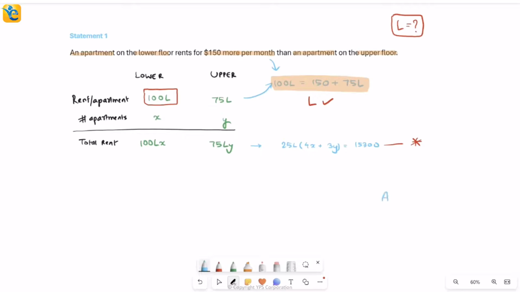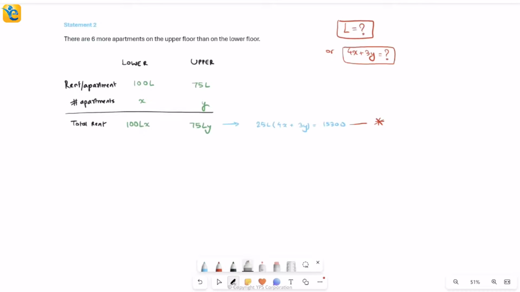And therefore, if I do my choices here, then since the first statement is sufficient alone, B, C, E are out. Now let's go further and look at the second statement. Alright, here's statement 2. It says there are 6 more apartments on the upper floor than on the lower floor. So this is comparing the number of apartments, which means this is a relationship between X and Y. So if I put this in equation form, 6 more on the upper, which means my Y is 6 more than X.